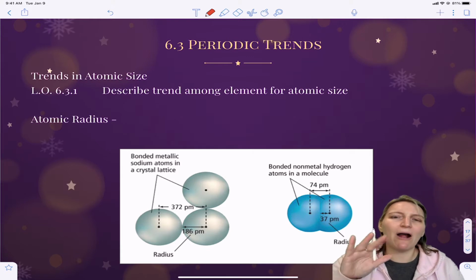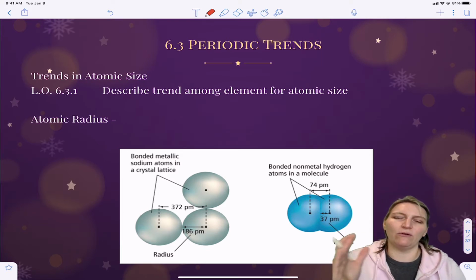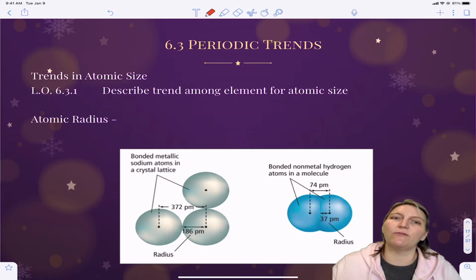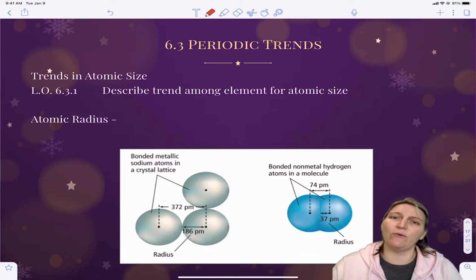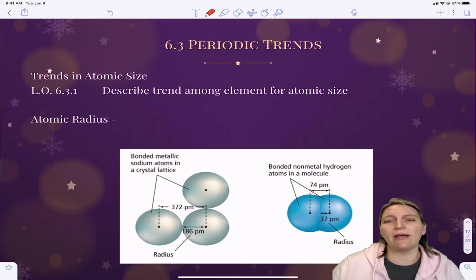But there's no real outer edge to an atom, right? Those are orbitals where there are electrons, and the electrons are less and less likely to be found the further out from the nucleus you get, but there isn't really a strong outer edge. Therefore, we have to find really interesting ways to actually measure the size of an atom.